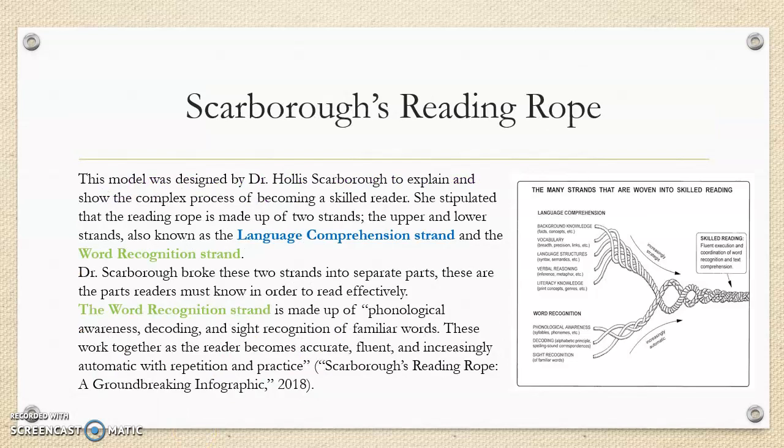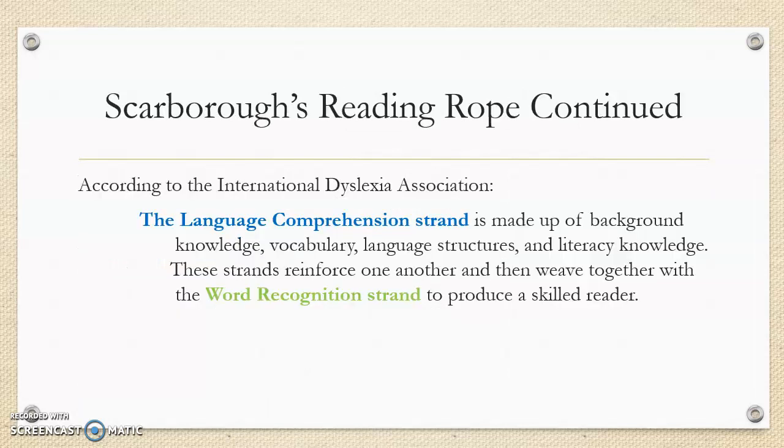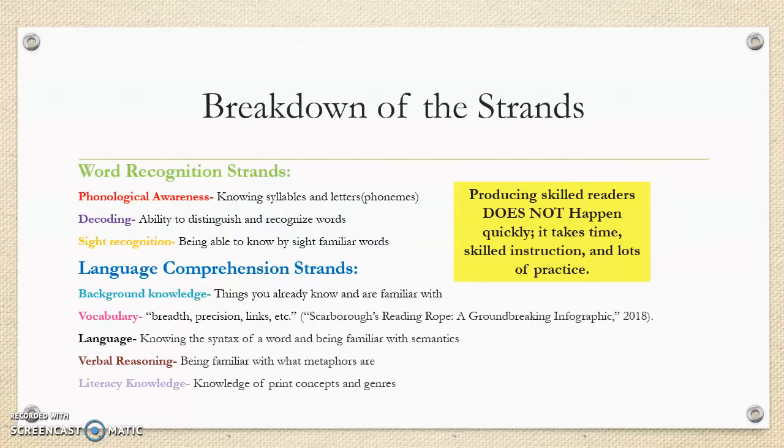First, we're going to talk about Dr. Hollis Scarborough's reading rope. It's broken down into the language comprehension strand and the word recognition strand. These strands are broken down even further, as you will see, into phonological awareness, decoding, sight recognition, background knowledge, vocabulary, language structures, verbal reasoning, and literacy knowledge.